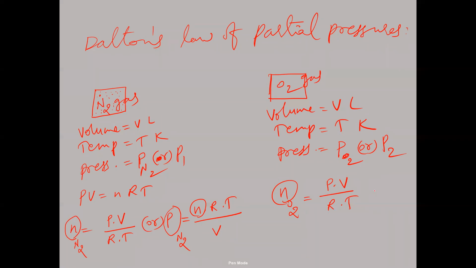Otherwise, what can we calculate? The pressure of oxygen gas we can calculate. The pressure of oxygen gas is equal to nRT by V. So here V is the same for both gases. V is the same, R is the same, and temperature is the same. So what is the same for both gases? RT by V is the same. Number of moles of first gas N1, number of moles of second gas N2. The R value, T value and V value are the same for both gases.